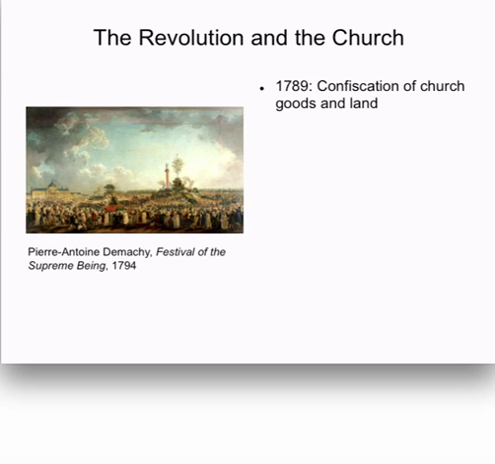So already in 1789, the National Assembly confiscated the land and the goods belonging to the Catholic Church, which included many great art treasures, beautiful buildings, priceless jewels, and so forth, that were in the church treasuries, and they used them to support the revolutionary regime.